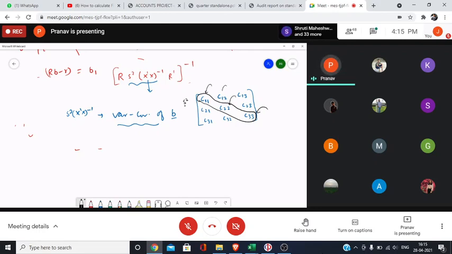So this will be covariance of B0 with B1, covariance of B0 with B2. This will be covariance of B1 with B0, B2 with B0. This again B2 with B1, and this will be variance of B2, variance of B1, and variance of B0. Is this clear?